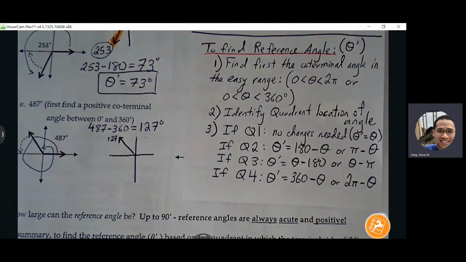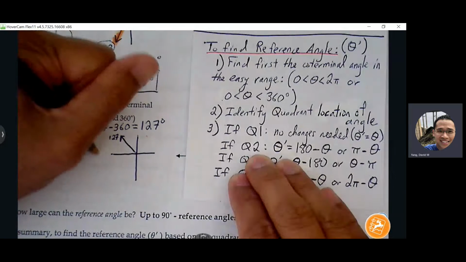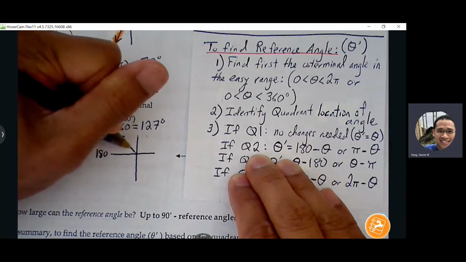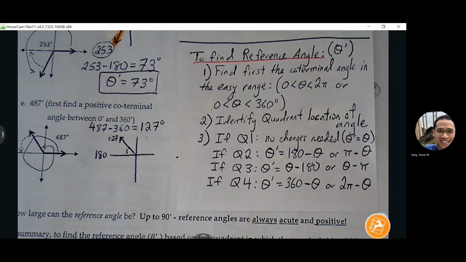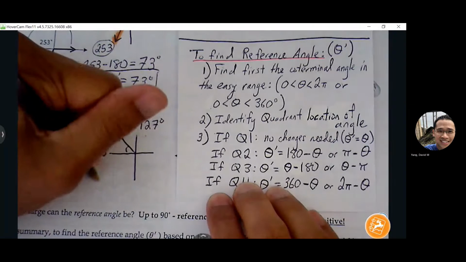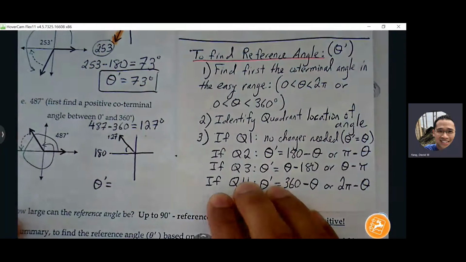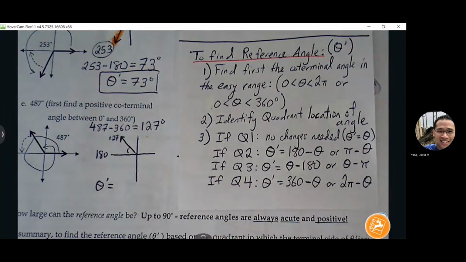And what's the closest x-axis I'm going to use? 180. So I'm just going to find that difference between 180 and 127, and I should be able to arrive at an angle measure that's cleanly between 0 and 90. What's 180 minus 127? 53.